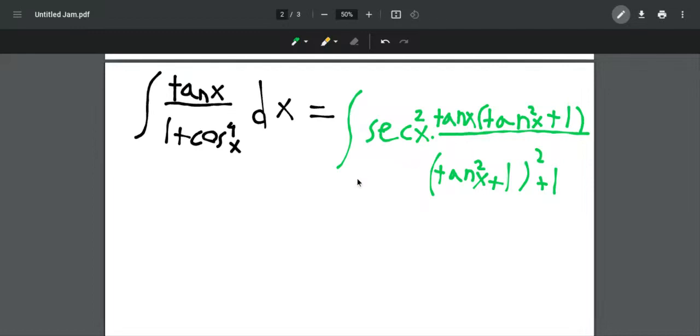Hi, I'm Kian, and today I want to show you how to solve this integral: the integral of tangent x over 1 plus cosine to the power of 4x dx.